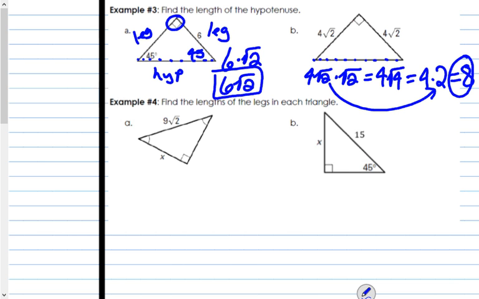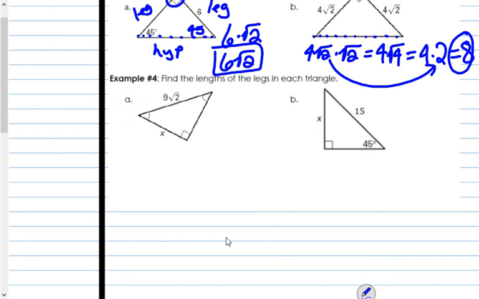Okay? So now let's look at example 4a. It says find the length of the legs in each triangle. It already told me I'm finding a leg. However, I can tell that is the hypotenuse because it is across from the right angle. So look at your notes. What do you do to find the leg? Hypotenuse divided by the square root of 2.